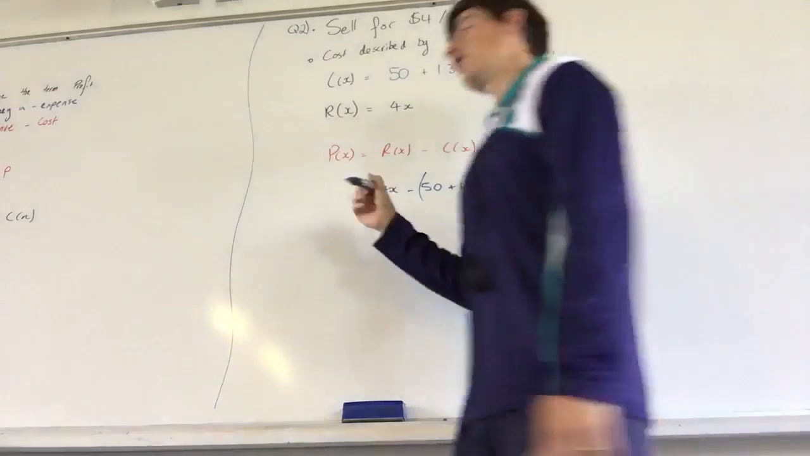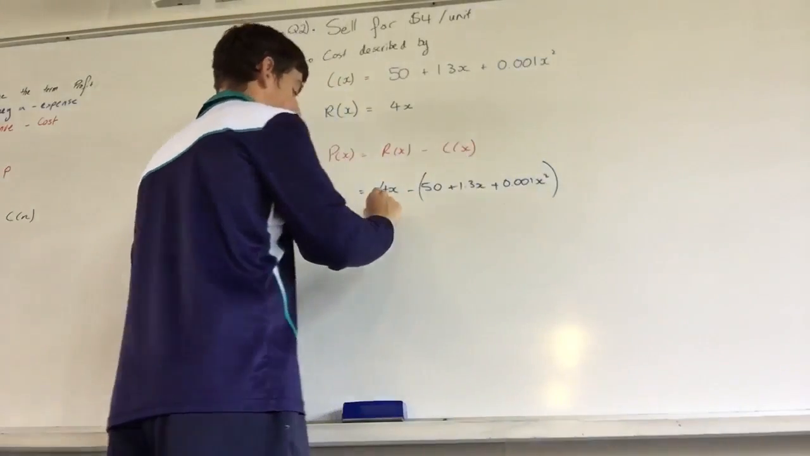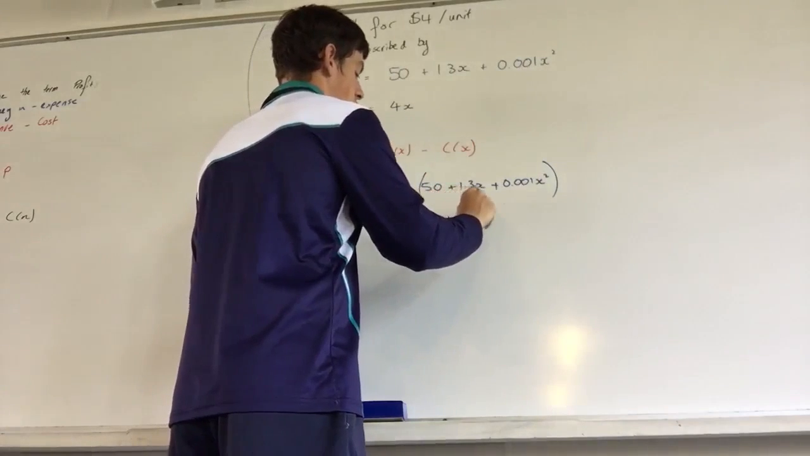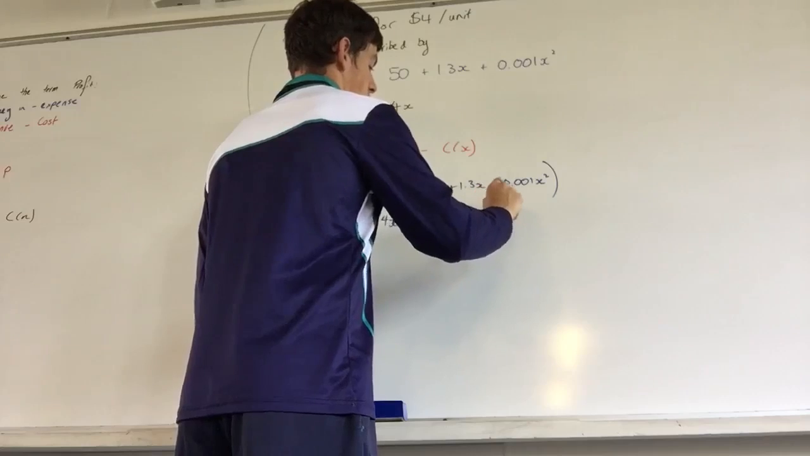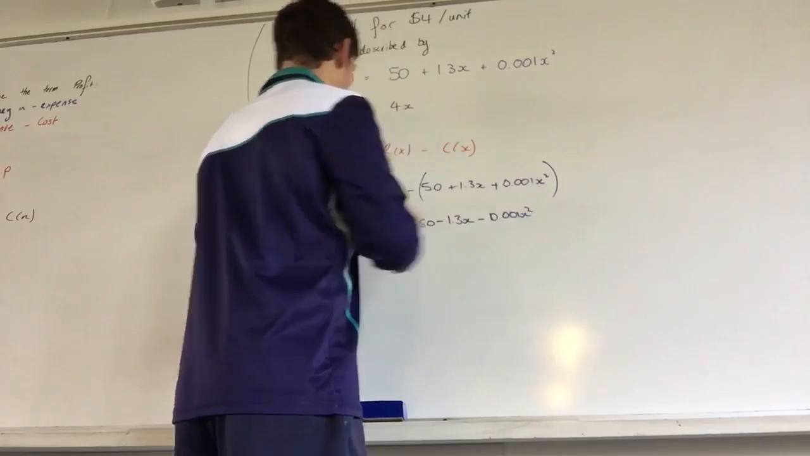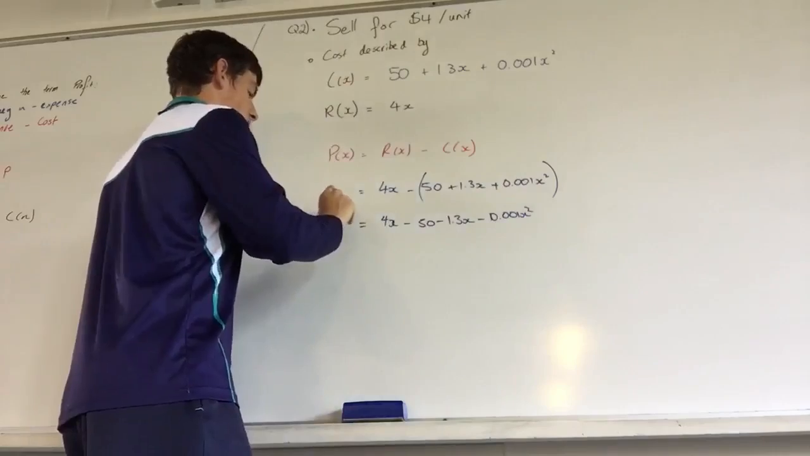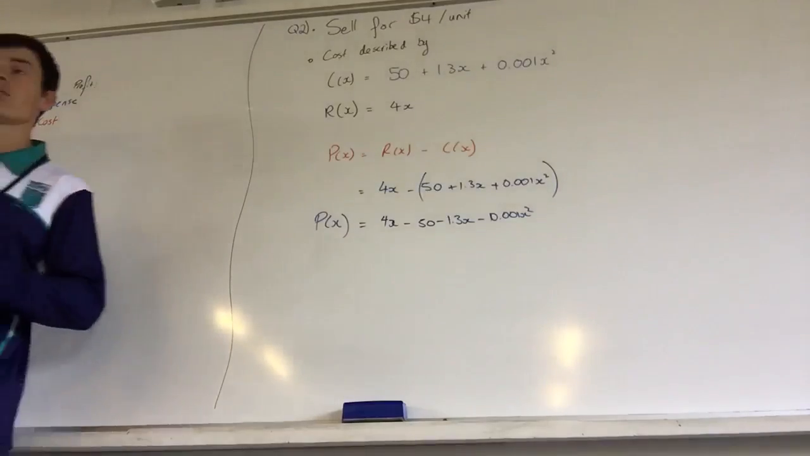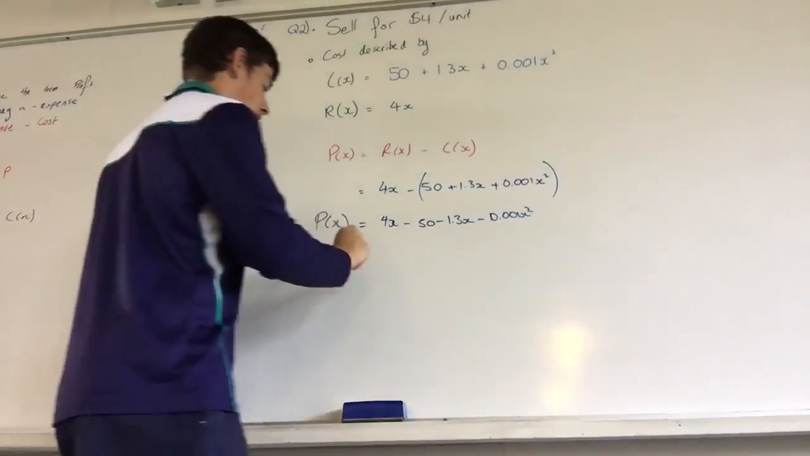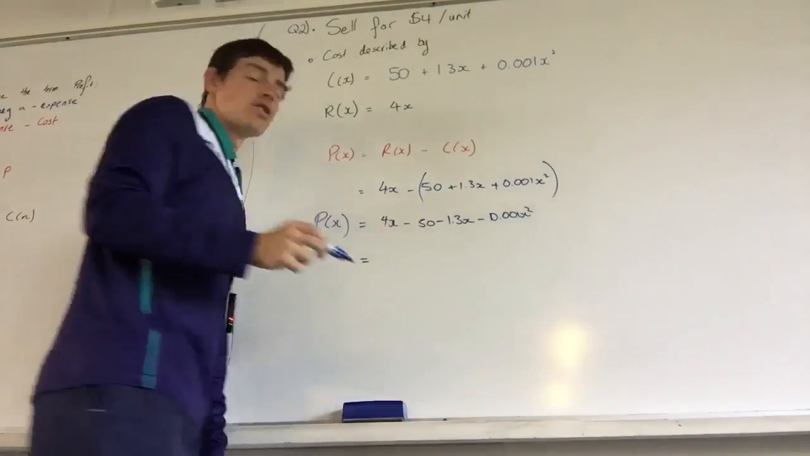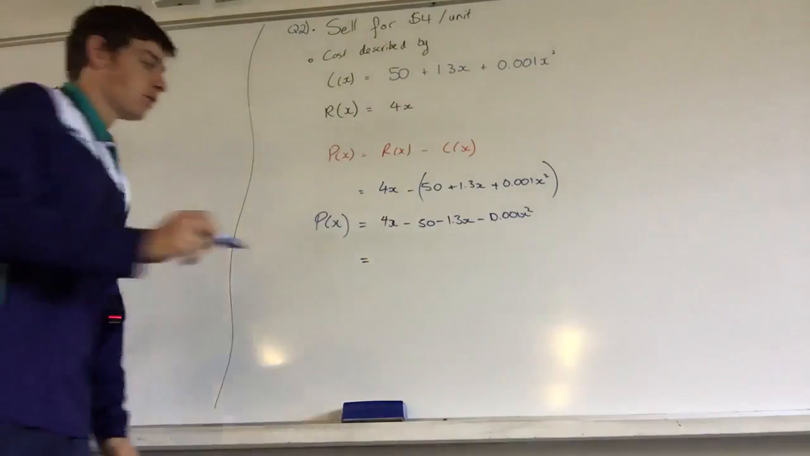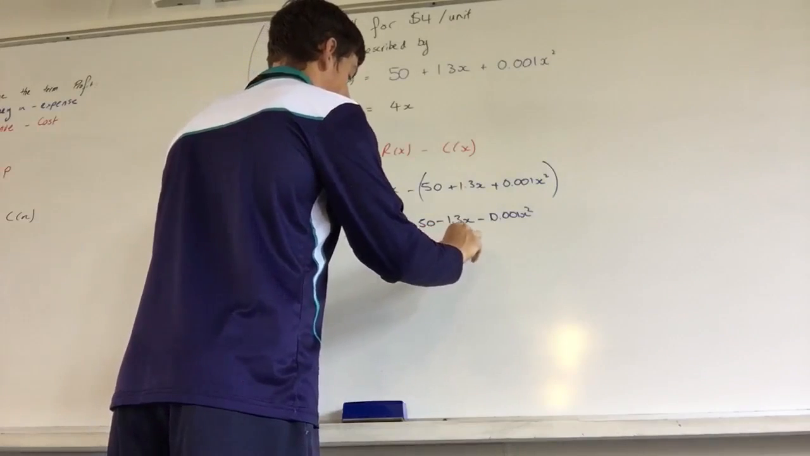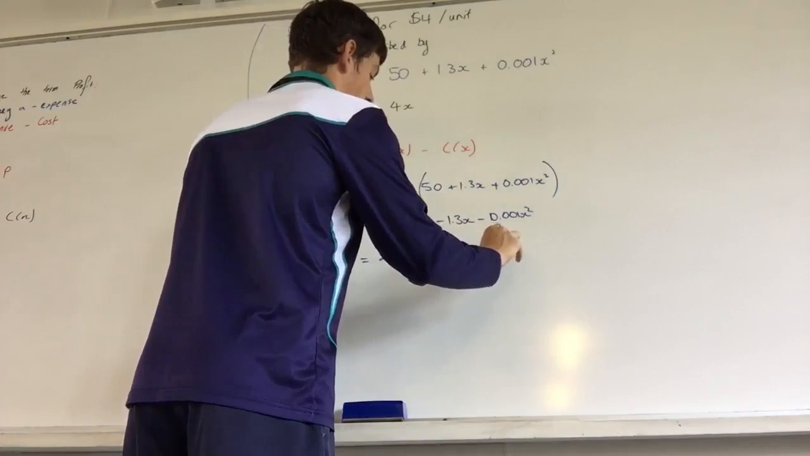So when you put the negative into every term, you get 4x minus 50 minus 1.3x minus 0.001x squared. That is P(x). Can I do anything here? Yeah. What can I do? 4x minus 1.3x. Collect like terms. So what's 4 minus 1.3? 2.7. 2.7x minus 50 minus 0.001x squared.